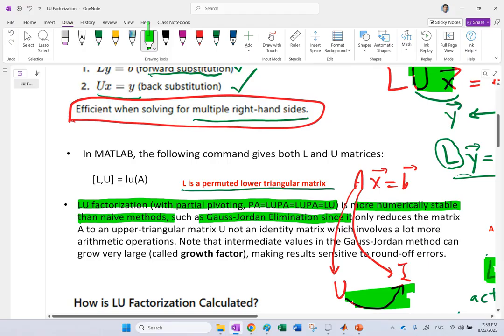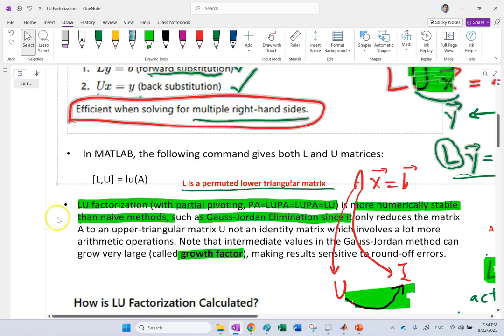And so this is what we call the growth factor. In general, you can show that because LU factorization takes fewer operations and arithmetic, it is more stable, especially when the numbers in A are at quite different scales. So you have some very, very big numbers and a bunch of small numbers. That's where this method, in terms of final solution, is more stable than a method like Gauss-Jordan elimination.